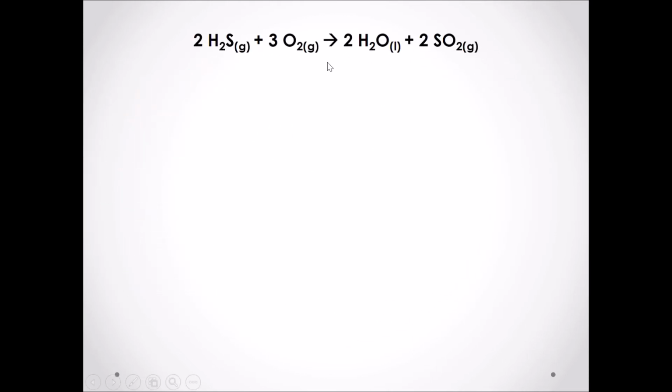First, we need a balanced chemical equation. We are going to use Hess's law mathematically to find the delta H of this general combustion reaction. So we need the heat of formation of each substance in the chemical equation. The heat of formation for H2S is 20.6 kilojoules per mole. Don't forget it's a minus.